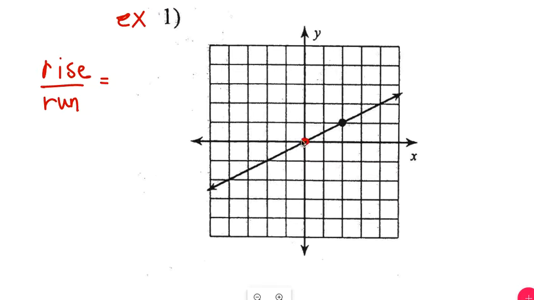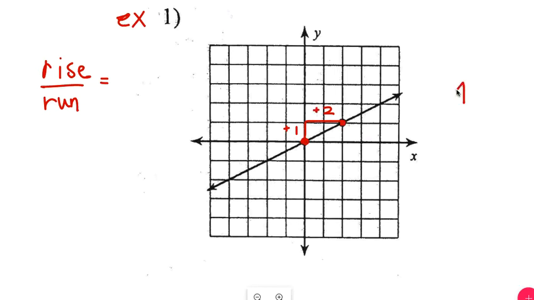So I start at 1 point and I rise. It's like I'm trying to get from this point to this point using only horizontal and vertical movement. Okay, so I'm rising 1, I'm running 2. Now, because I'm going up, it's a positive, and because I'm going to the right, it's a positive.